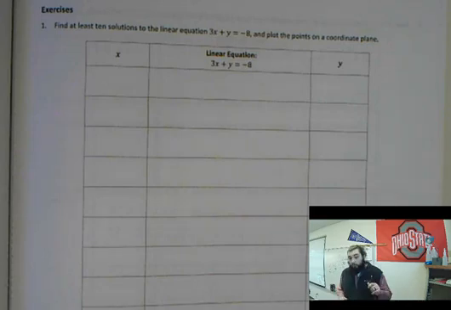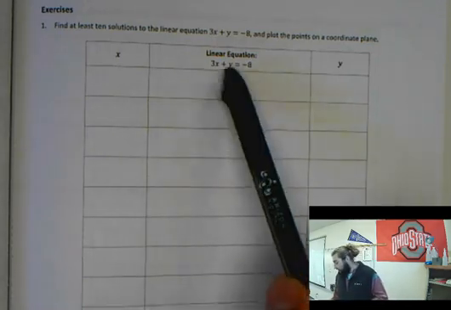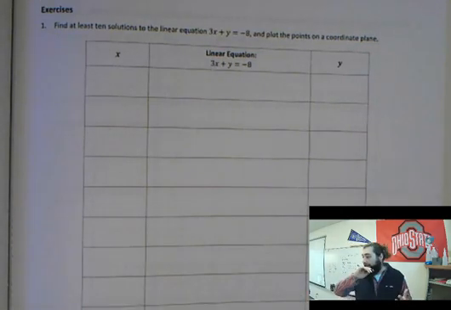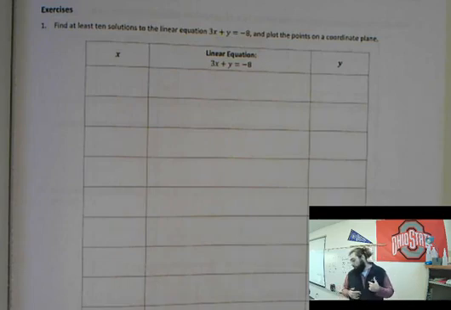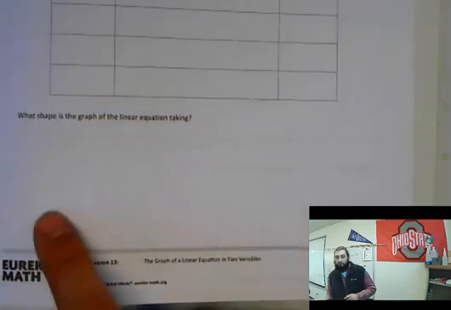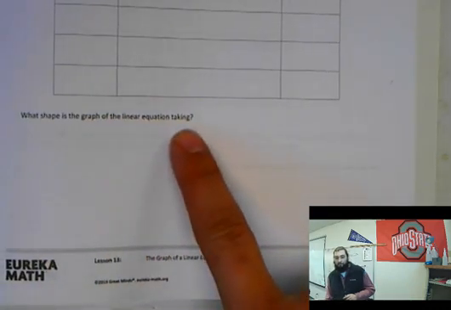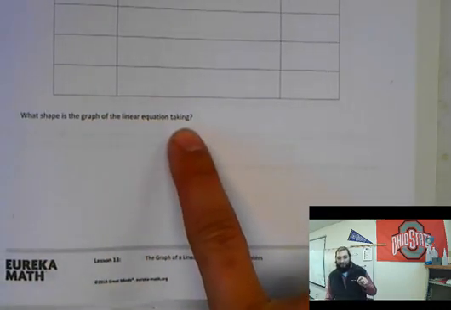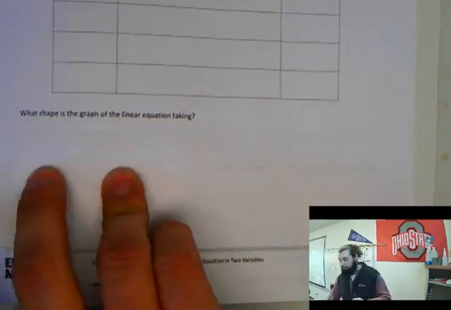So we're going to take this equation. We're going to do what we did with the last video, with the last set of tutorial, is we're going to pick an x value, plug it into our equation, see what we get for our y value. Pretty simple, pretty straightforward. From there, we're going to plot the points on a coordinate plane, and then we're going to answer a question way down here at the bottom, which is, what is the shape of the graph that the linear equation takes? Okay?